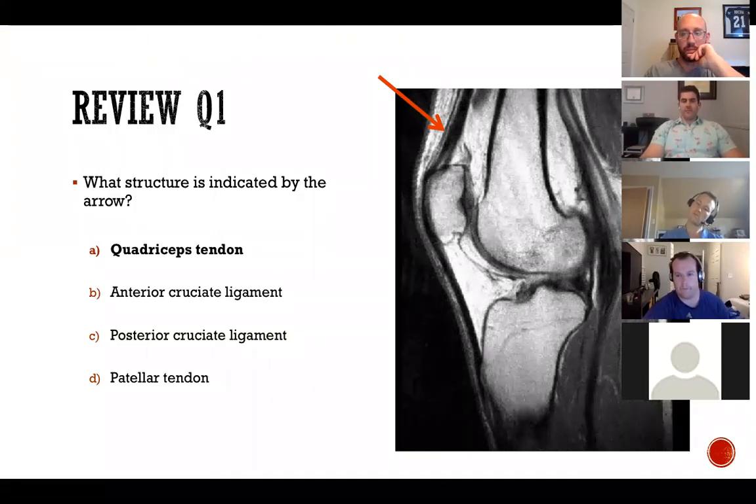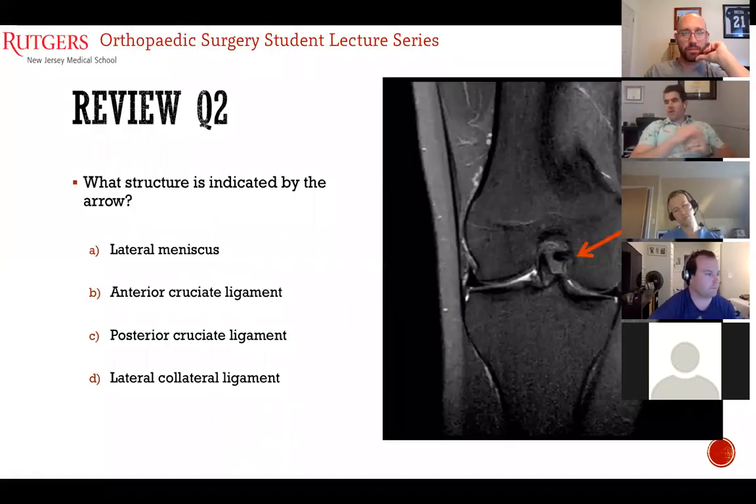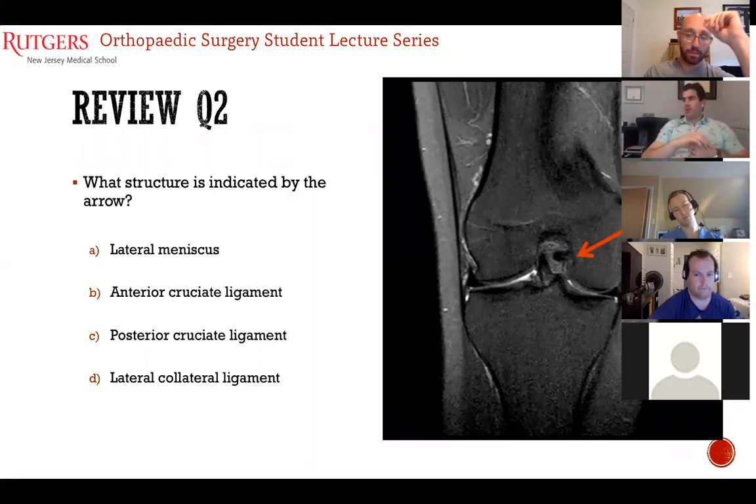Beautiful. Perfect. All right, quadriceps tendon. Nice job, guys. Next question: what structure is indicated by this arrow here?